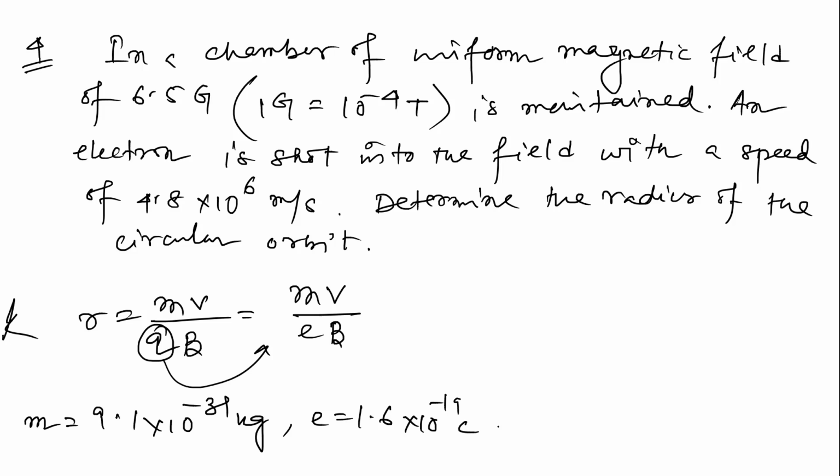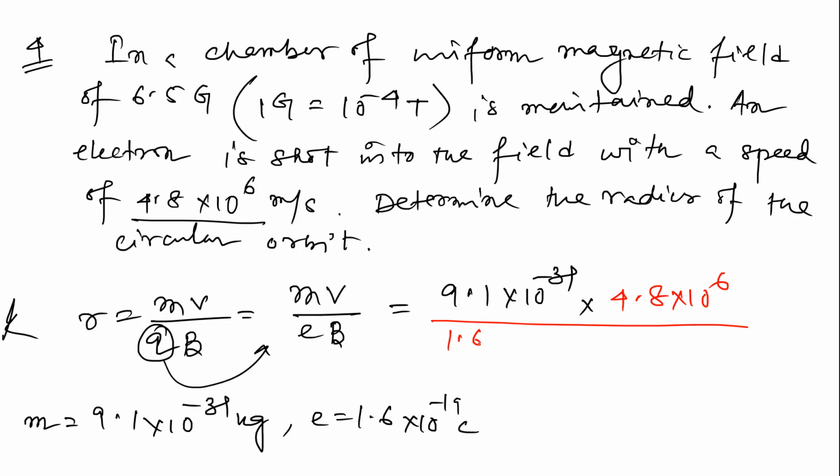You know those values, so we are just going to substitute all the values here. The mass is 9.1 × 10^-31. The velocity is 4.8 × 10^6, divided by 1.6 × 10^-19 coulomb multiplied by the magnetic field. The magnetic field has the value of 6.5 Gauss. 1 Gauss is equal to 10^-4 Tesla, so it will be 6.5 × 10^-4.